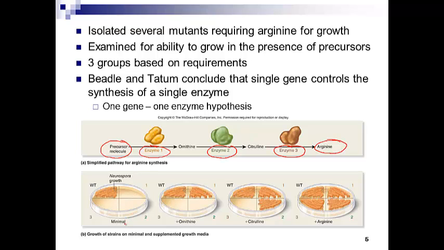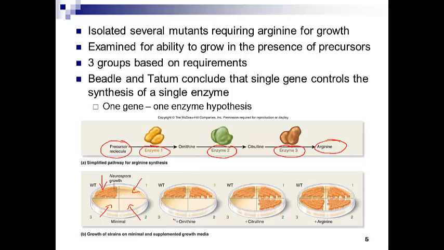So here we have, under minimal media, the normal bacteria were able to grow, but these mutants were not, because some gene in their pathway was mutated, preventing one of these steps from happening. So then what they did is try to determine where the mutations were for each mutant.